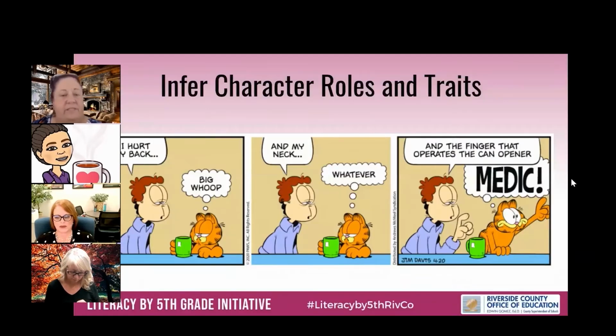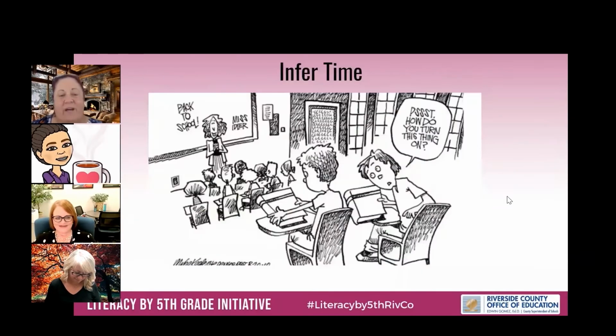Sometimes we do inferences about character traits or roles or relationships, and we can make all sorts of inferences, Garfield. We also infer time. When did this take place? It could be time of day, it could be a season, it could be recent history, it could be a long time ago, right? So there are lots of clues in this image. Back to school, well, it's probably when? In the fall. You're holding a book. How do you turn this thing on?